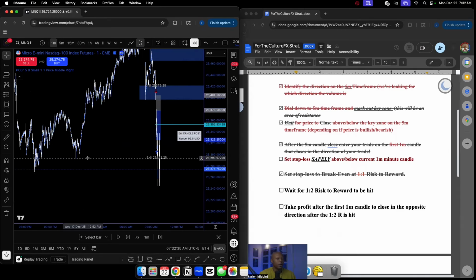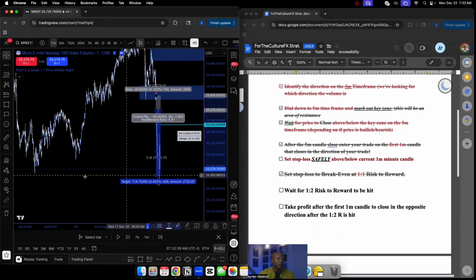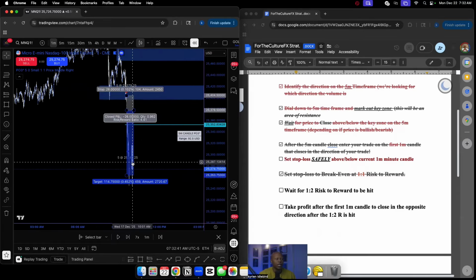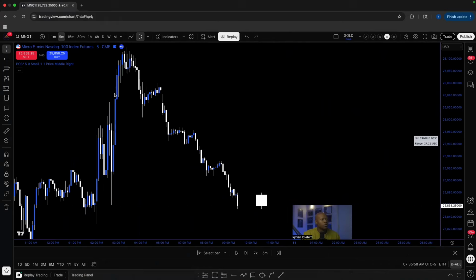In the future, I'll teach how we target larger time frame areas of interest. That way we can generate a higher risk to reward. But utilizing this system, a 1 to 2 risk to reward is going to be your most consistent there. Now that you guys have seen how the system works, let's go back and execute this in the live markets step by step. So coming into the markets, we first need to identify the direction.